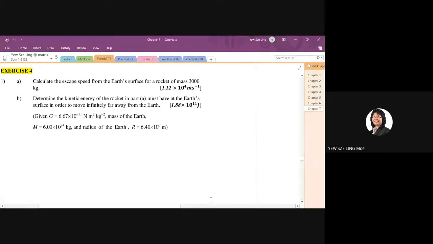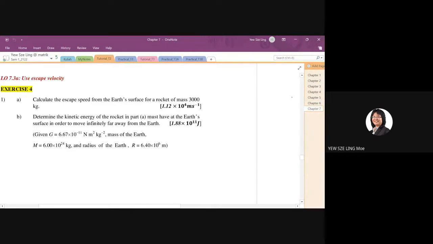So far we have seen what is a gravitational force, gravitational field strength, and also gravitational potential energy. So today we're going to look at a new subtopic known as escape velocity. So what is escape velocity? Obviously the name is escape, so it means it wants to run away from your gravitational pull. It wants to escape from the gravitational pull. So in this subtopic, what do we have to know?